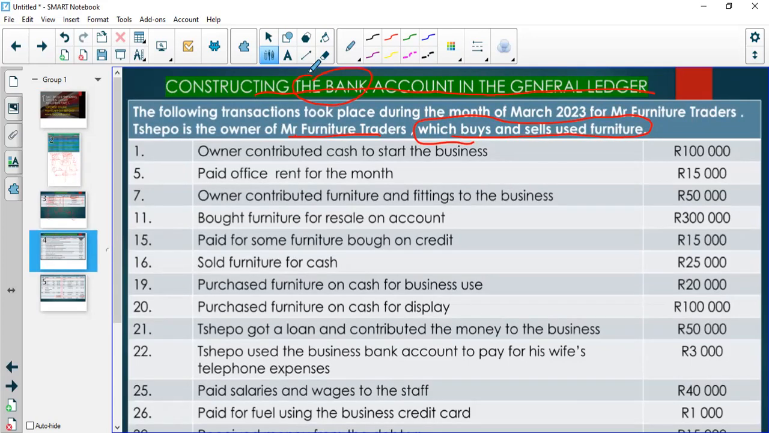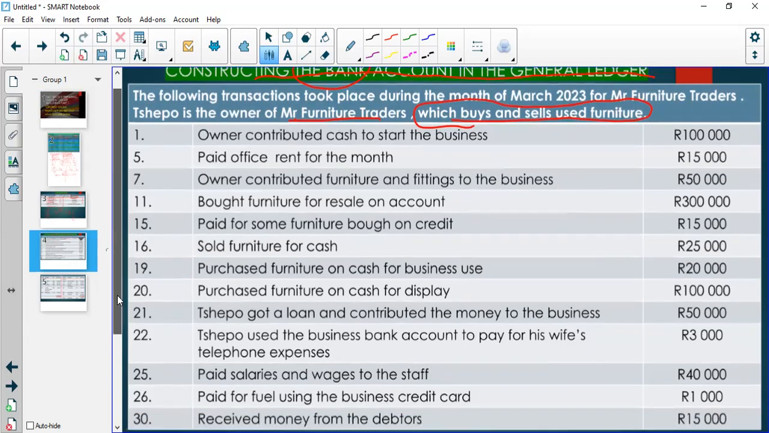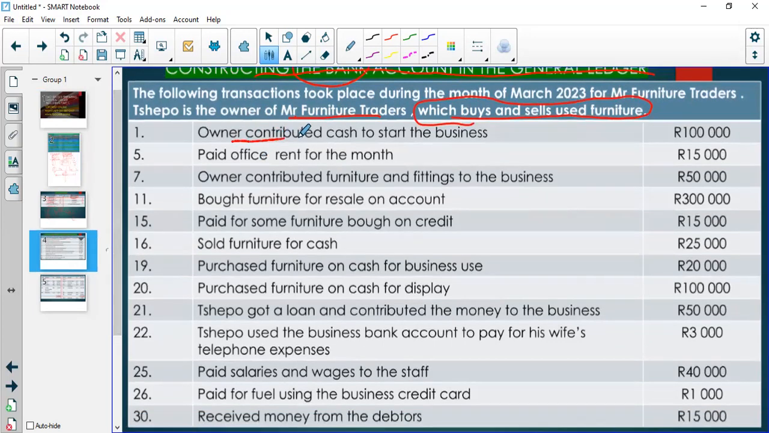So as you will see, the first one is the owner contributed cash to start the business. So he contributed 100,000. So remember, the business received cash of 100,000 from the owner. All right. So the money in the bank account is increased by 100,000. Because bank is an asset, it increases on the debit. So we're going to come and record it like this.